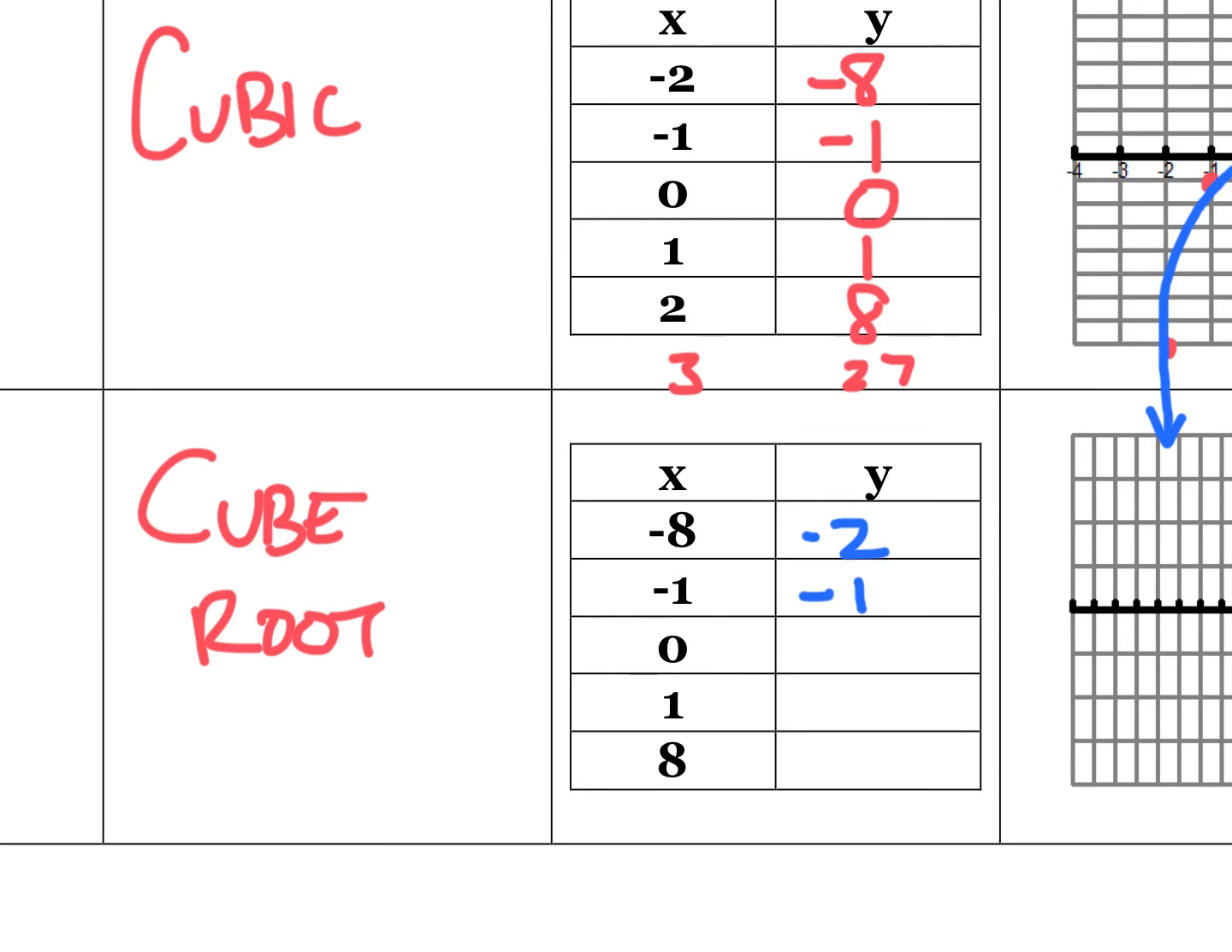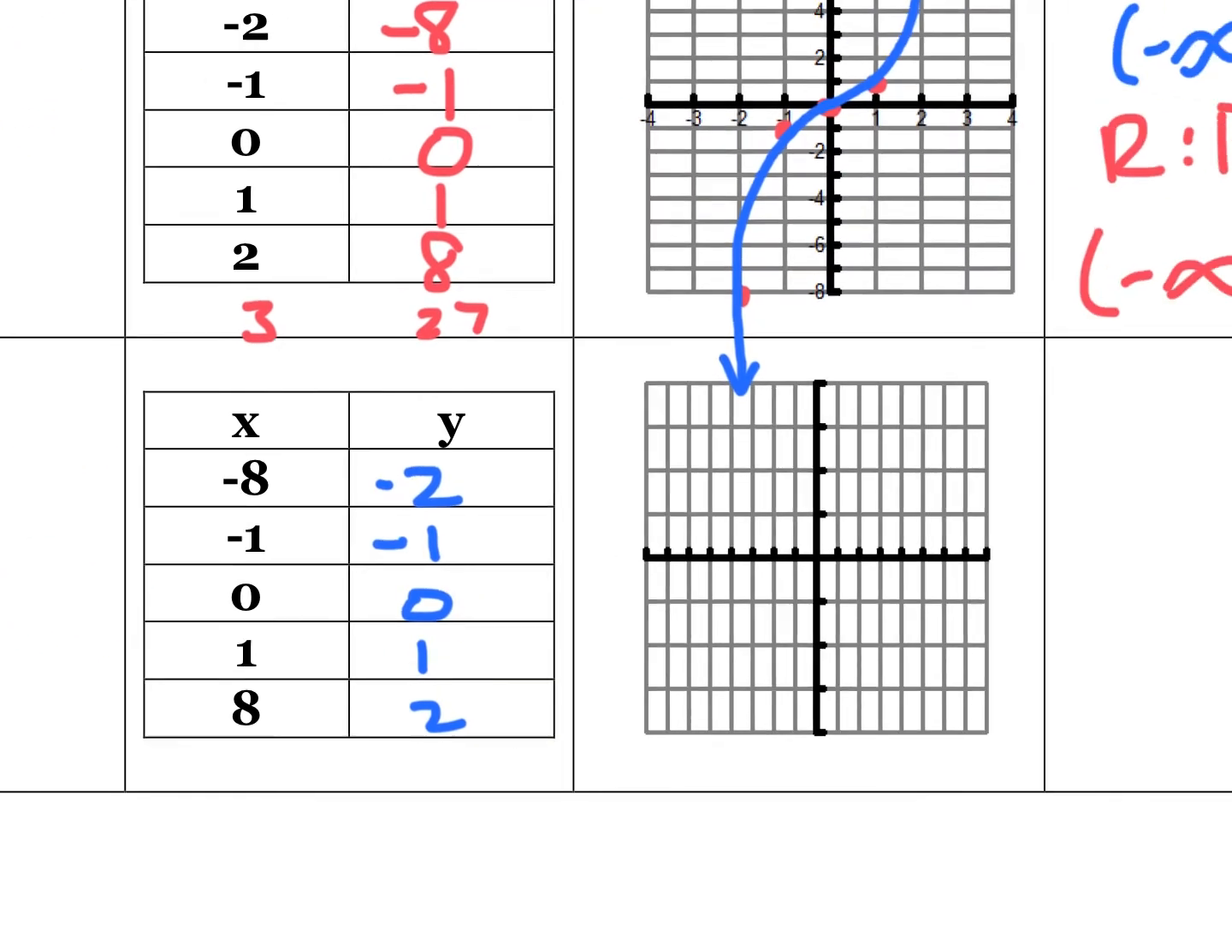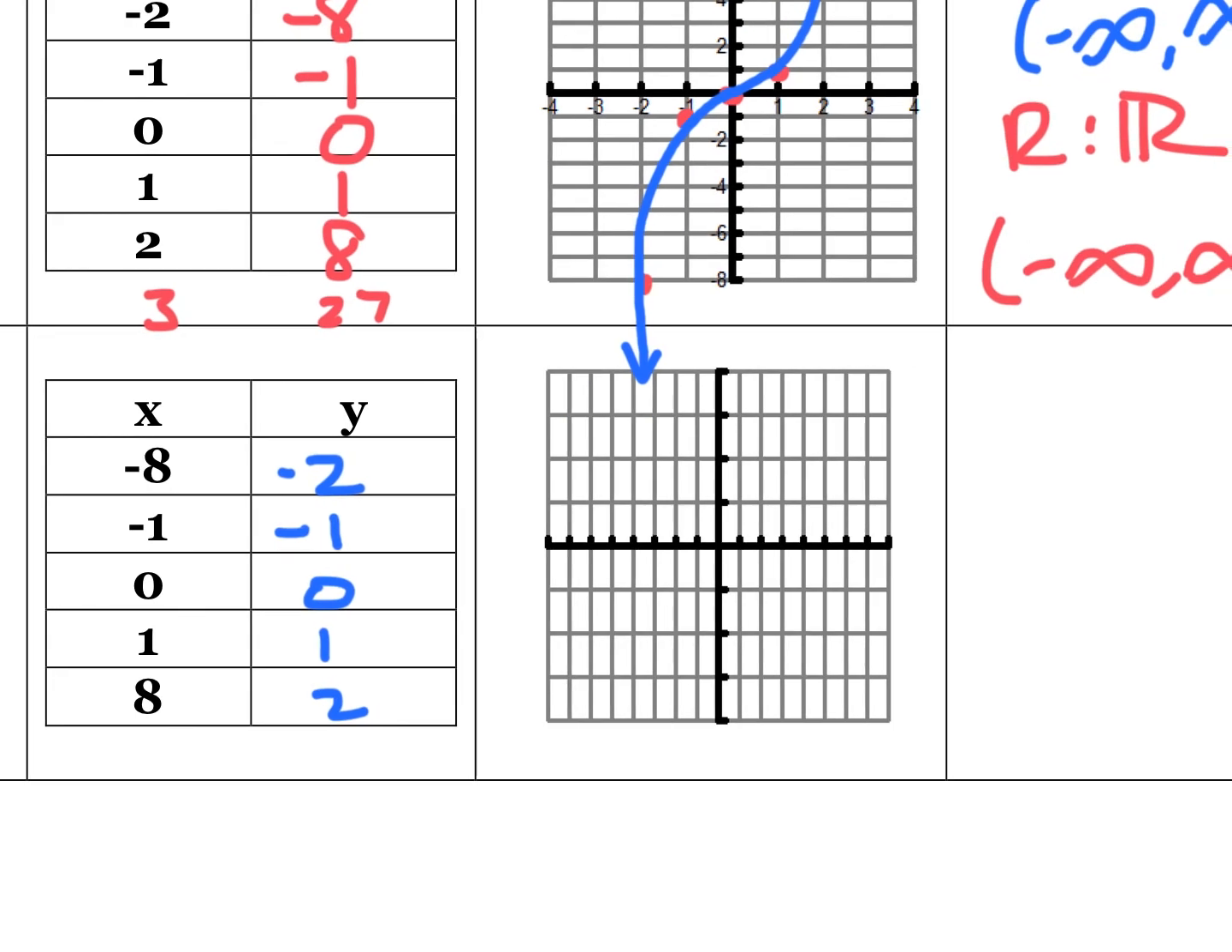So you might notice that these tables are just swapped. The x and y's are just swapped between an x cubed and a cube root. And that's also because these are inverses of each other. So let's look at a graph of these. So now we have negative 8, negative 2, negative 1, 0, 0, 1, 1, and 8, 2. So it looks a lot like the cubic function, only now it's turned on its side.